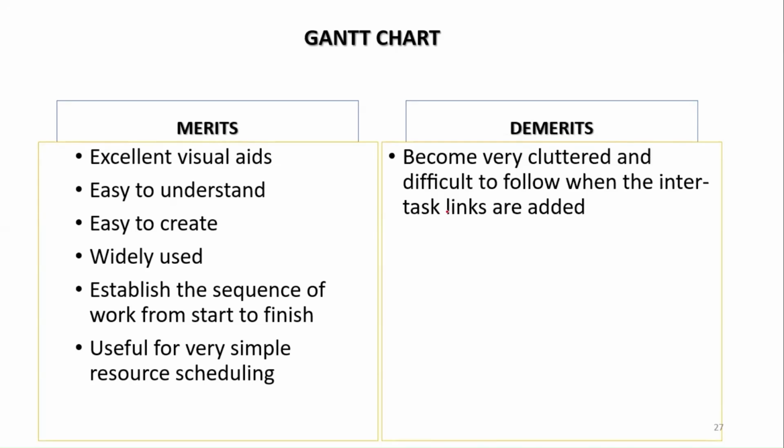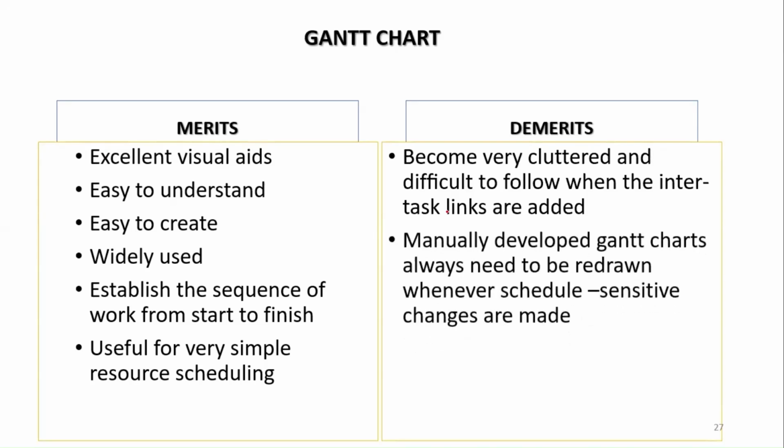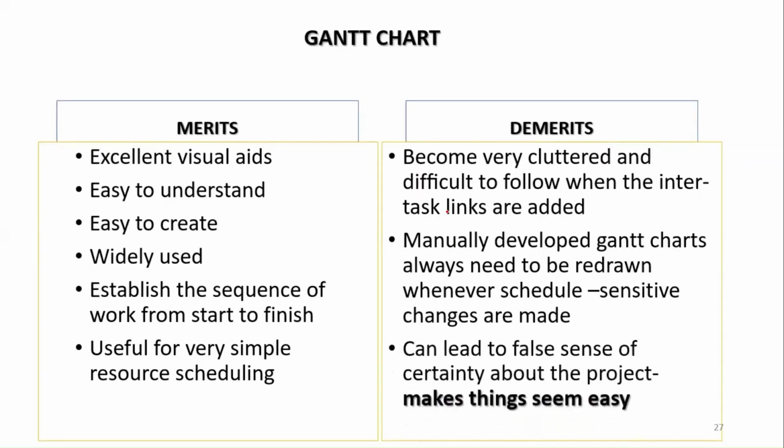Disadvantages. They become very cluttered and difficult to follow when inter-task links are added. So when you add the links, finish, start, and all that, constraint to put them in there, they become a little bit clumsy, cluttered, and may be very difficult to follow. Manually developed Gantt charts always need to be redrawn whenever schedule sensitive changes are made. I should have done this before coming back to this, so you understand it, but we'll work these ones out for you to get them. What if there are changes? You have to go and redraw.